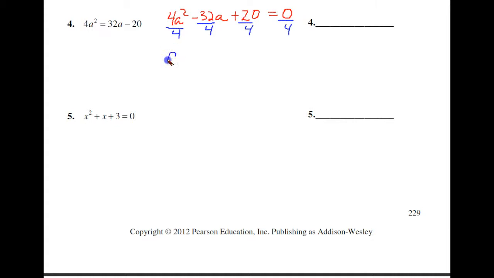And this just becomes then a squared minus 8a plus 5 equals 0. Now it's not the same equation, but it's equivalent. So now it makes it a little easier to work. So a will be 1, b is going to be a negative 8, and c is going to be a positive 5.